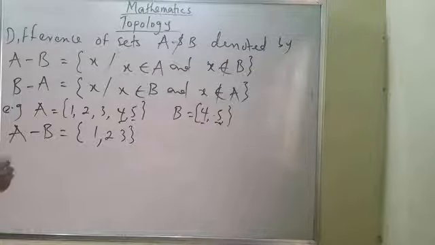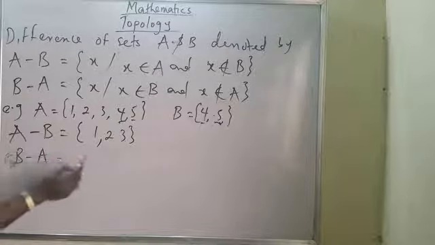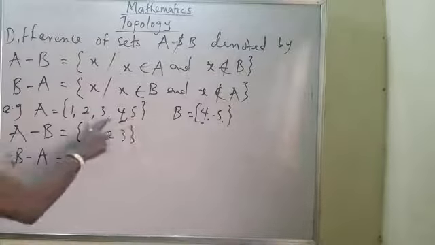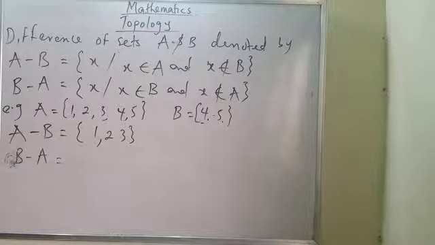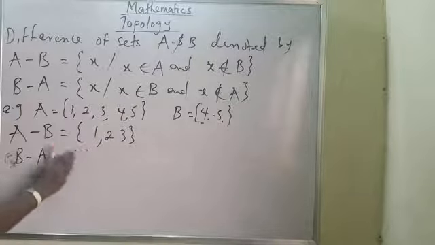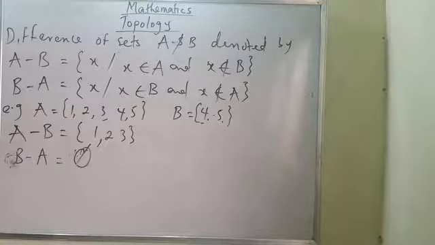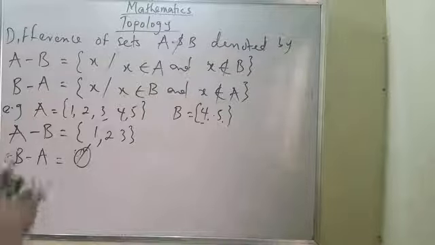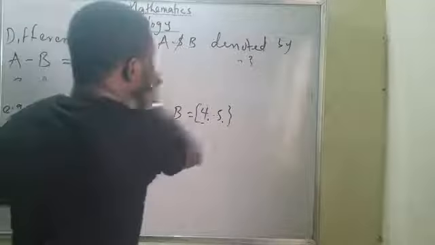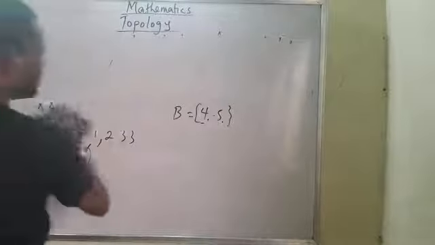Now, if it is B minus A, that is when the story will change. What is my B minus A? Is there anything you can subtract from B? There's nothing. It becomes empty, which we call an empty set. That is what I mean by the difference of two sets. Now, let me move on to the next one, which I will call the complement of a set.